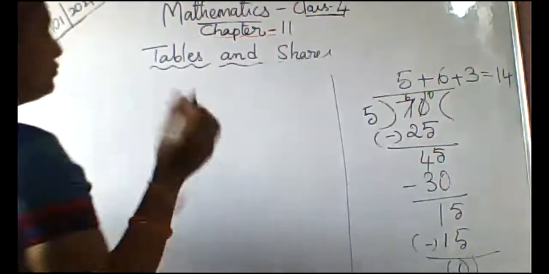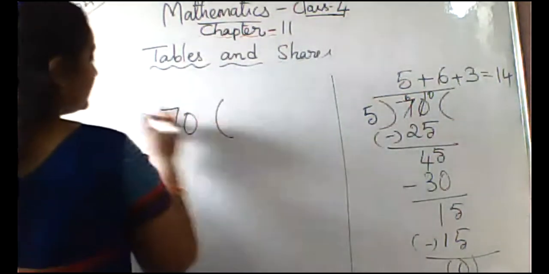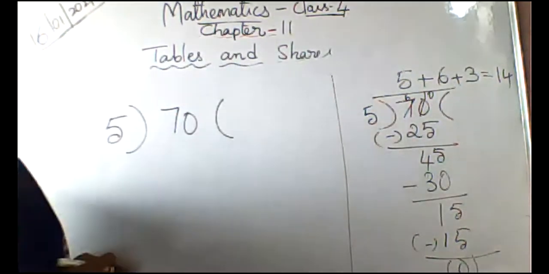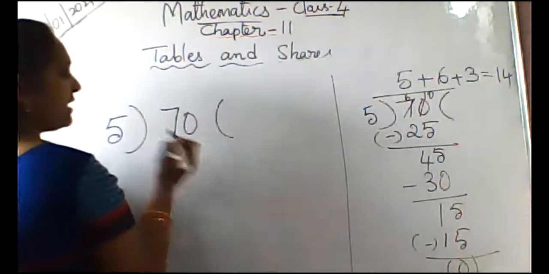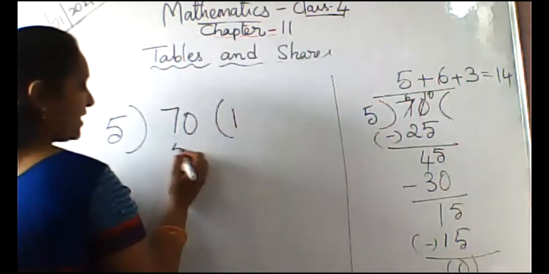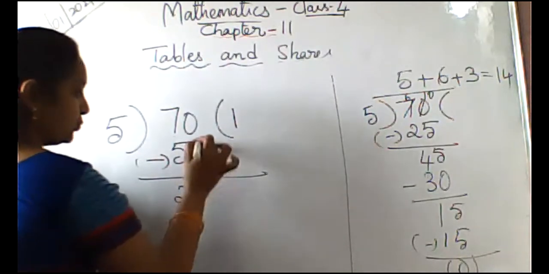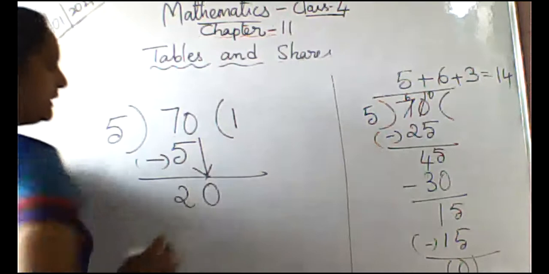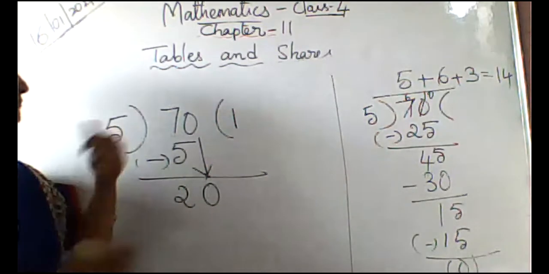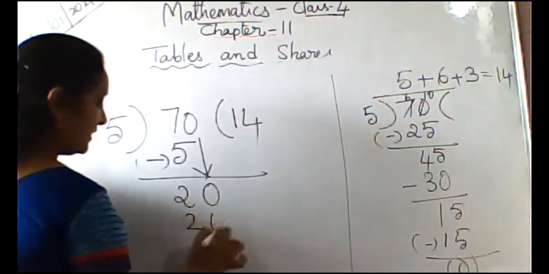Okay, ma'am, you know clearly how to do division in an easy way. So first this digit we have to check. 5 ones are 5. 7 minus 5, 2. Get down the next digit, 0. 5 fours are 20. 20.